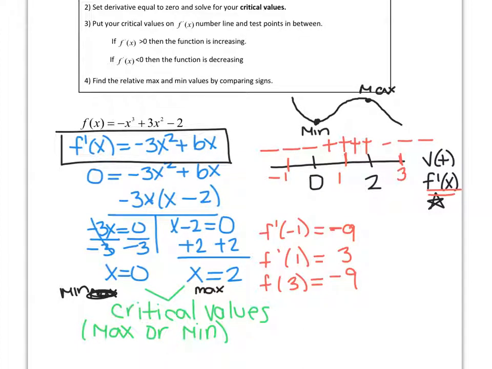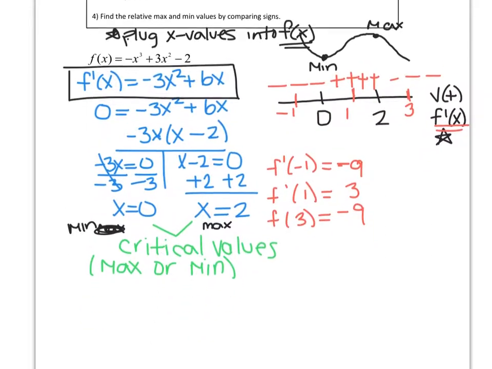Now, how do you find those coordinates? We just plug into the original function. So where it says step 4, find the relative max and min by comparing the signs, right? We're going to plug x values, so you might want to even write this: plug x values into f of x, the original function, not f prime. So we can go ahead and do that.